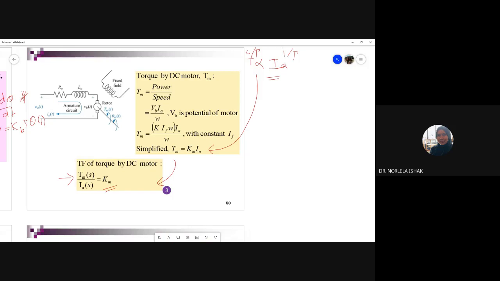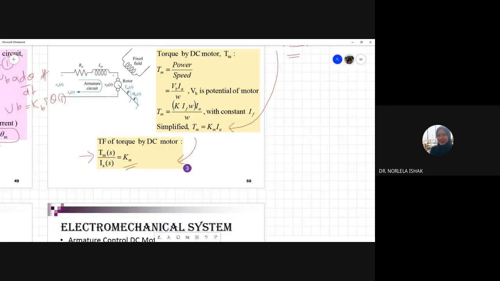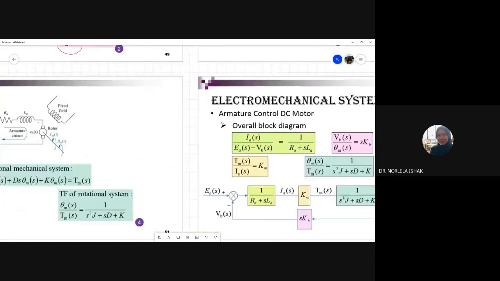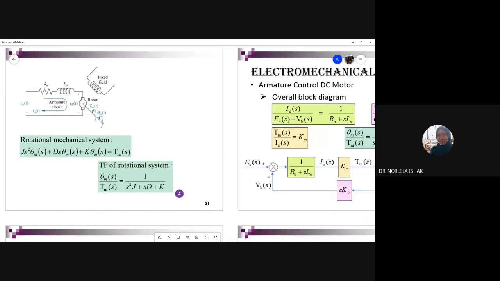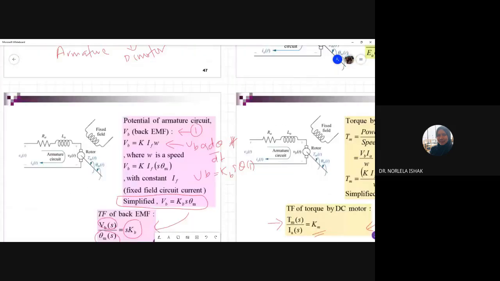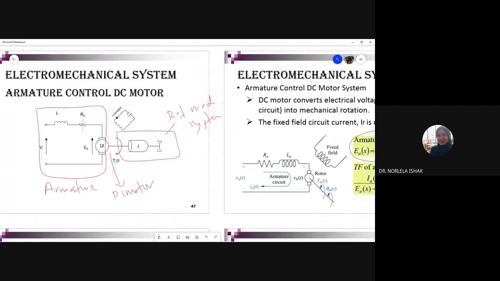Okay guys, we have 3 equations. Okay, the next one. Our motor, rotor. Where is it from just now? This one, our rotational mechanical system. How to derive the rotational mechanical system? How to derive?